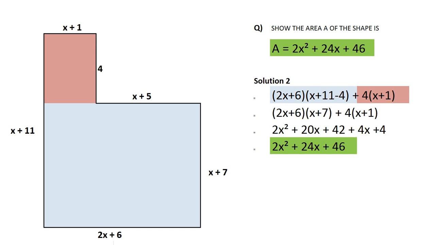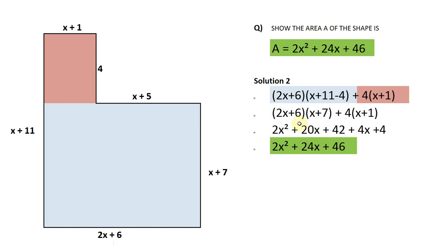So the area of the blue shape, I've highlighted the algebra on the right in different colors to show you which shape it is corresponding to. So the blue bit is 2x plus 6, which is the width, times x plus 11 minus 4. So I've written it out in full, and on the next line we've simplified it to x plus 7. And then the burgundy colored one is 4 times x plus 1. That's pretty obvious.